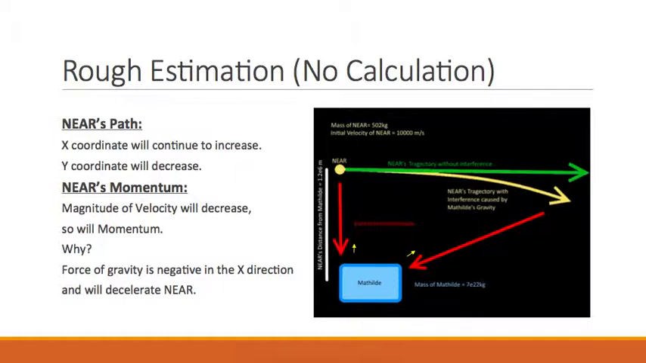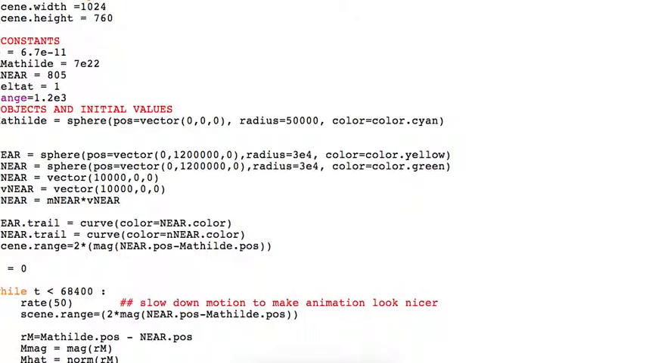Now I will show you my simulation in VPython. Similar to my diagram, the green line represents the unaffected course of the spacecraft, and the yellow line represents the affected course. Notice how it is similar to my diagram.